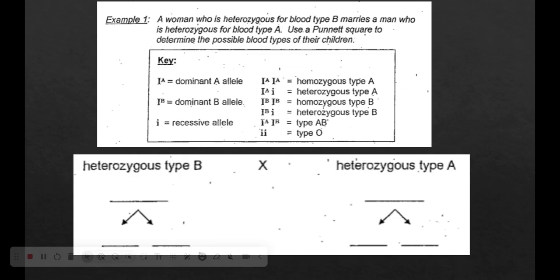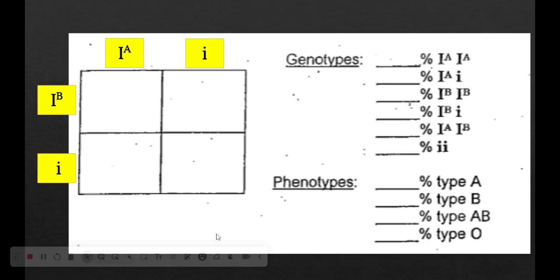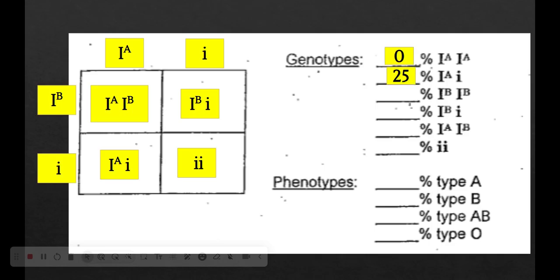Okay, let's look at the inheritance factor about this. So a woman who is heterozygous for blood type B marries a man who is heterozygous for blood type A. Use a Punnett square to determine the possible blood types of their children. All right, so we have heterozygous type B, heterozygous type A. Let's set it up. Let's get the Punnett going. And that's how you would set up the Punnett square.